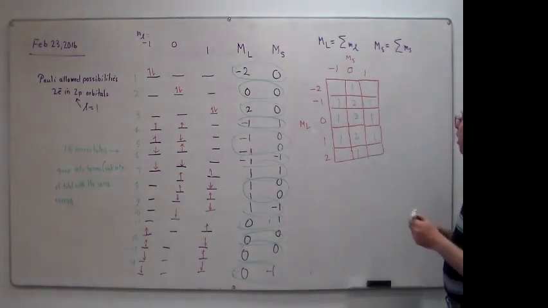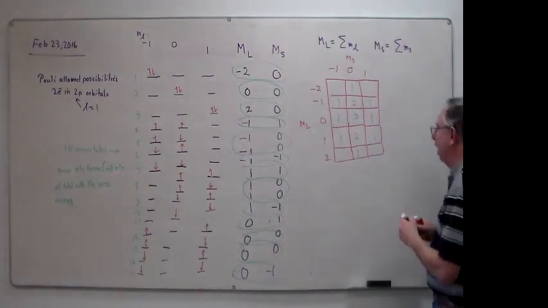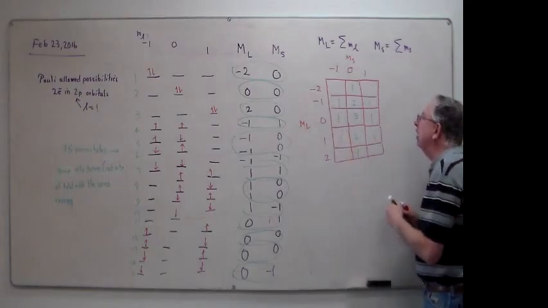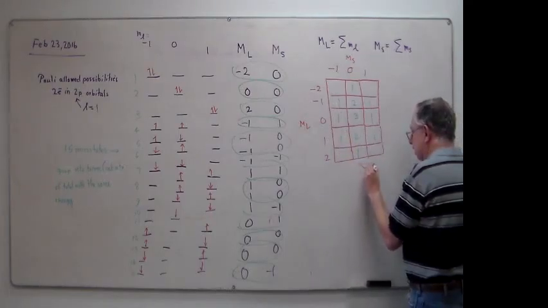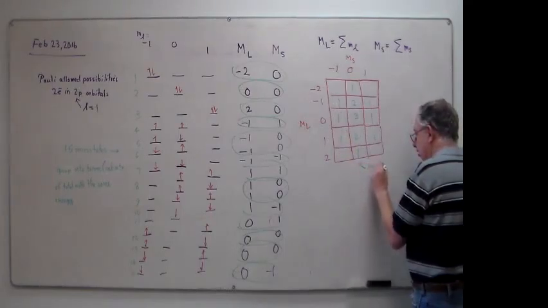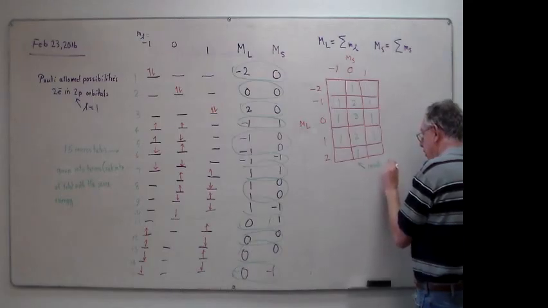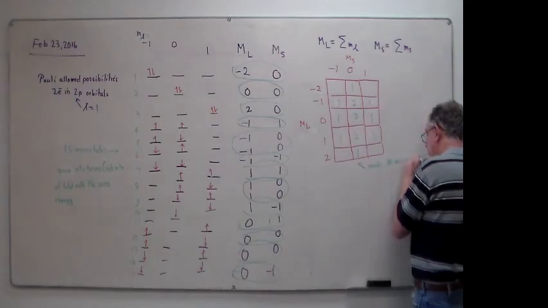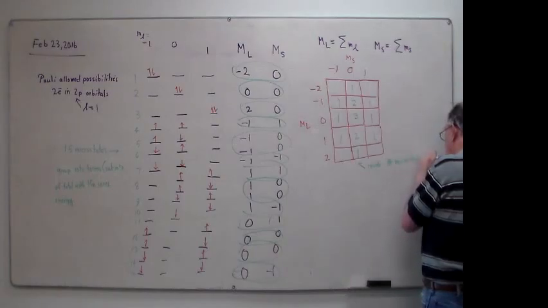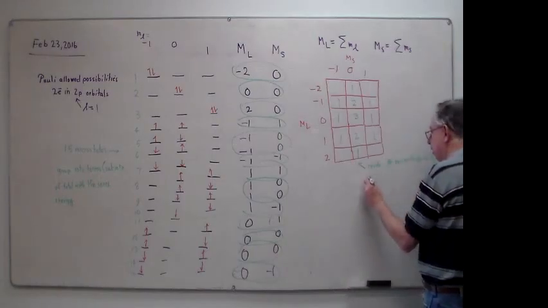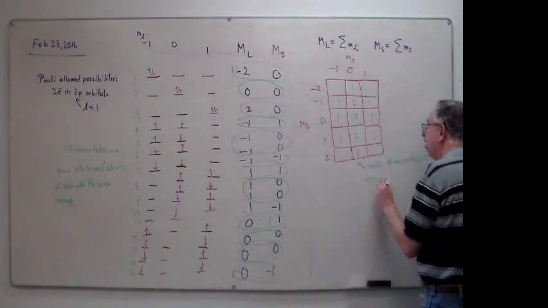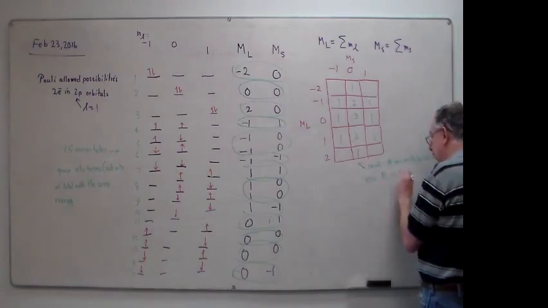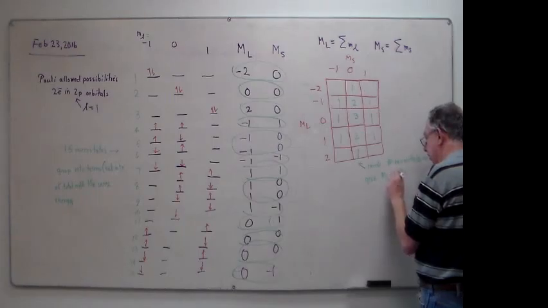Now, if you've done this right, and you add all these numbers in here, inside should be the number of microstates with a given M sub L and M sub S.